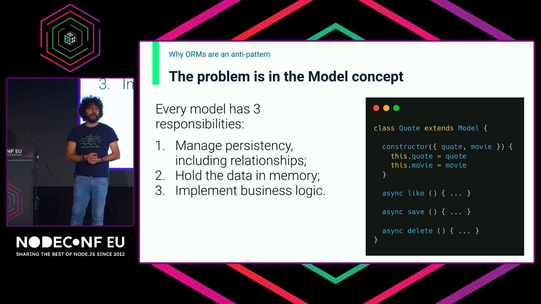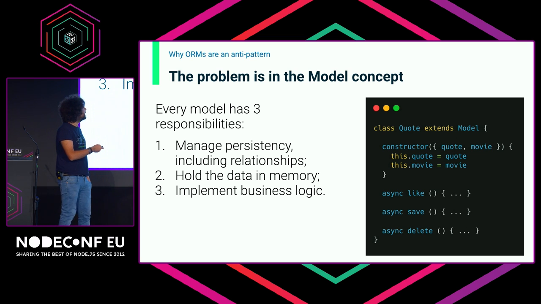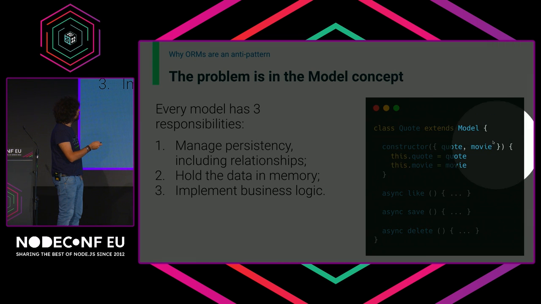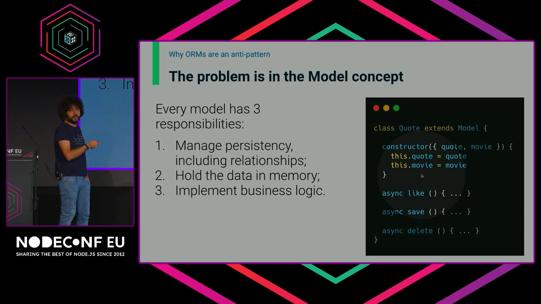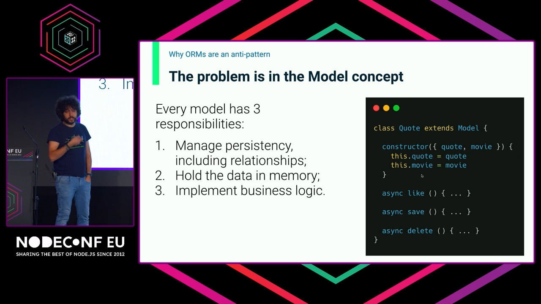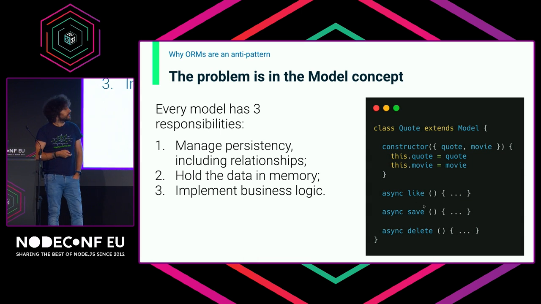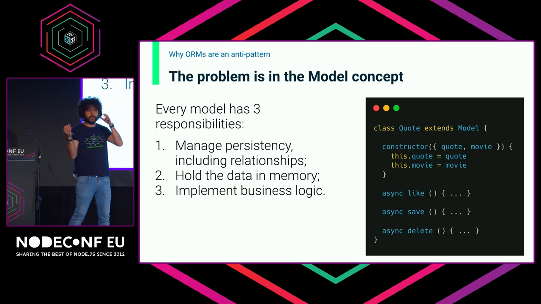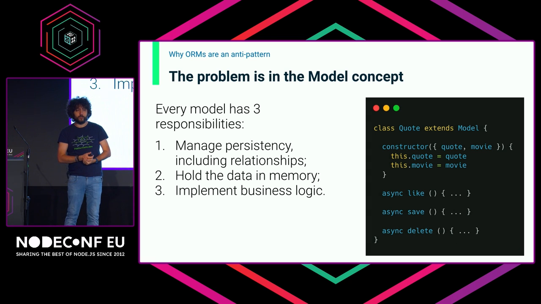Anyway, what's the problem with ORMs and the concept of models? Models typically work like this: you extend them, and then you have save and delete and those types of functions that sit on the model itself. And you also put business logic in there. It's cool, right? It's all contained. I put the logic of handling my database and the business logic in the same place. Now, the problem is that this does not work great.